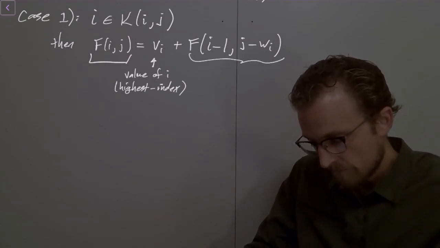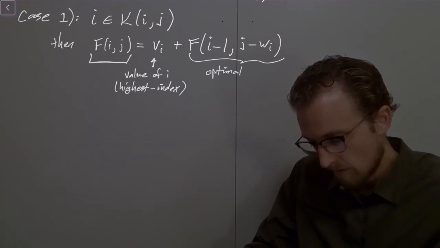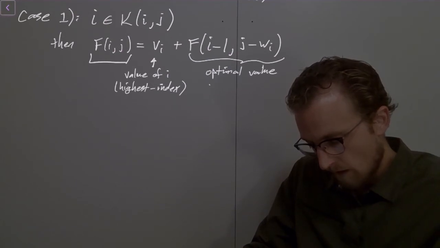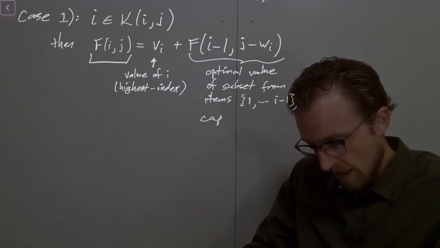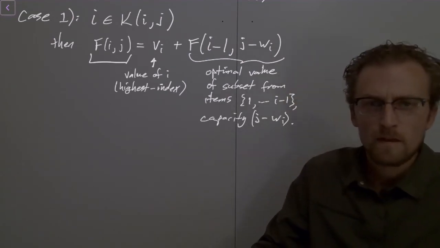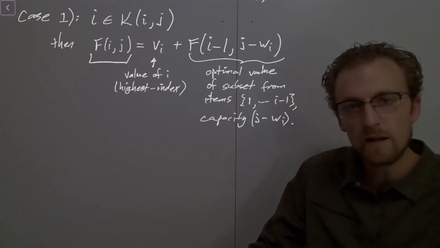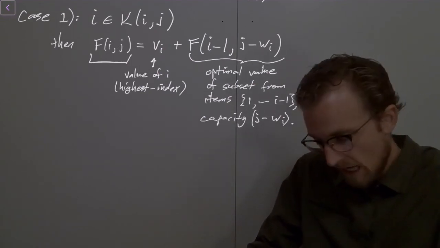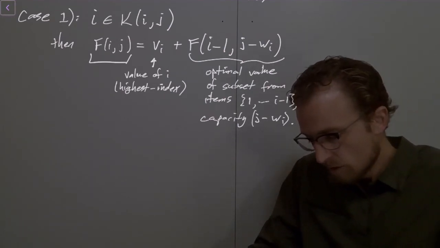And then this is the optimal value of a subset from items 1 through I minus 1 with capacity j minus wi. Okay, so this is what we're working with here. And so essentially what we've done is we've said let's think about what happens if we remove item I and then also remove its capacity. And that's what this f of I minus 1 j minus wi is doing. Okay, so this is our case 1.